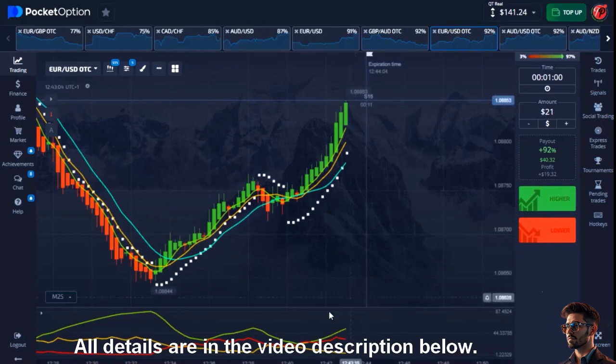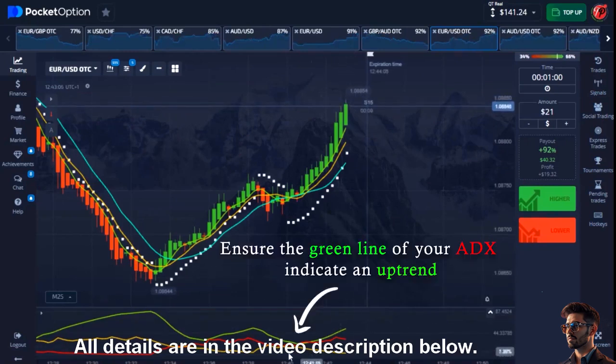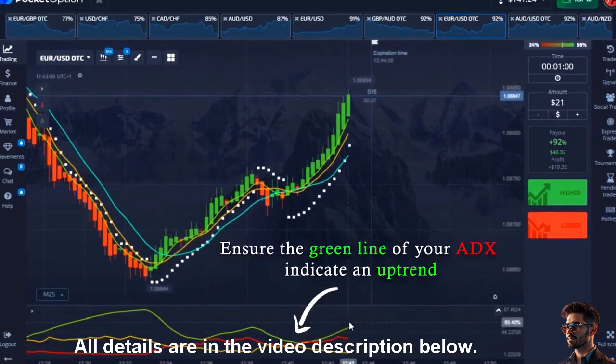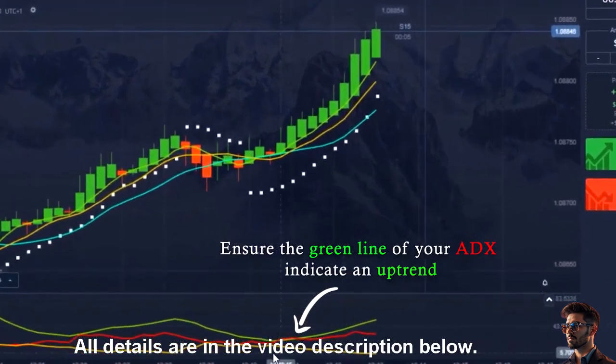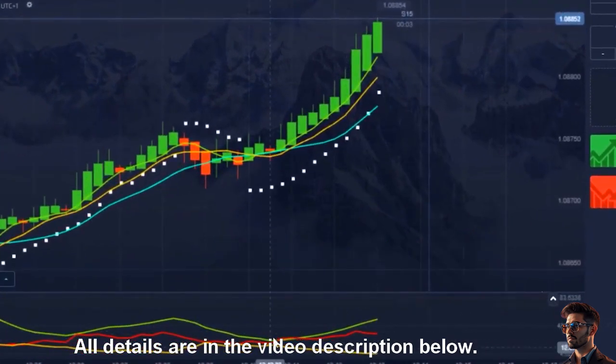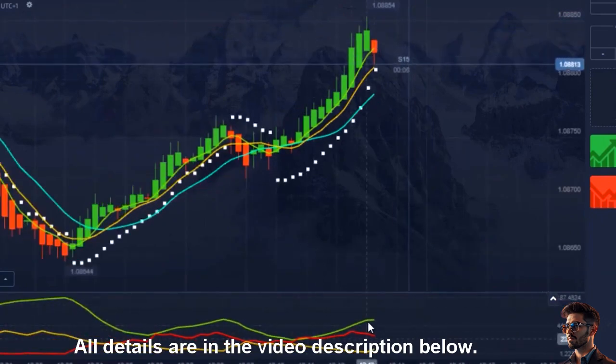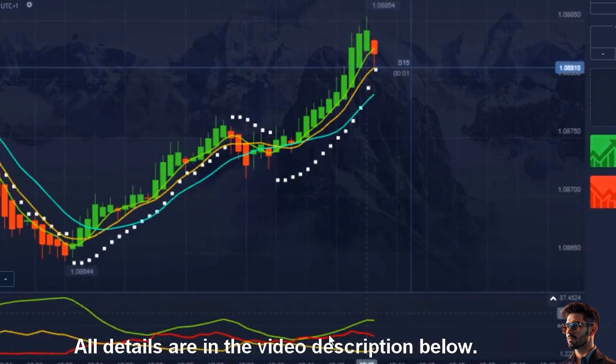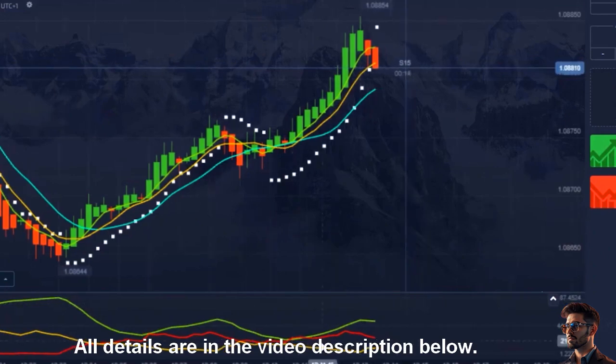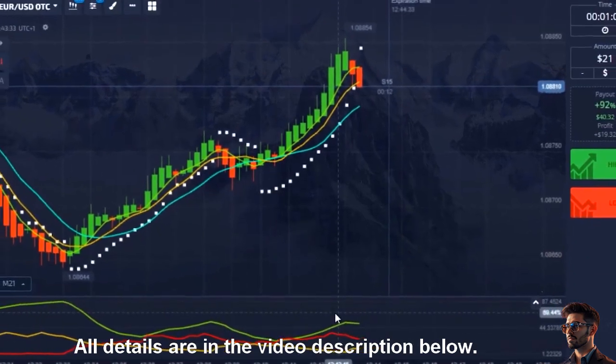With our ADX, the number one thing is to always make sure that the green line of our ADX is giving us an uptrend confirmation. As you can see right there, the 3 lines actually meet each other in this position. But when you check the last 2 lines, you can see that the green line is above the rest 2 lines here. So make sure that if you're going for an up trade, the confirmation of the green line is always giving you a very strong uptrend before you enter a trade.